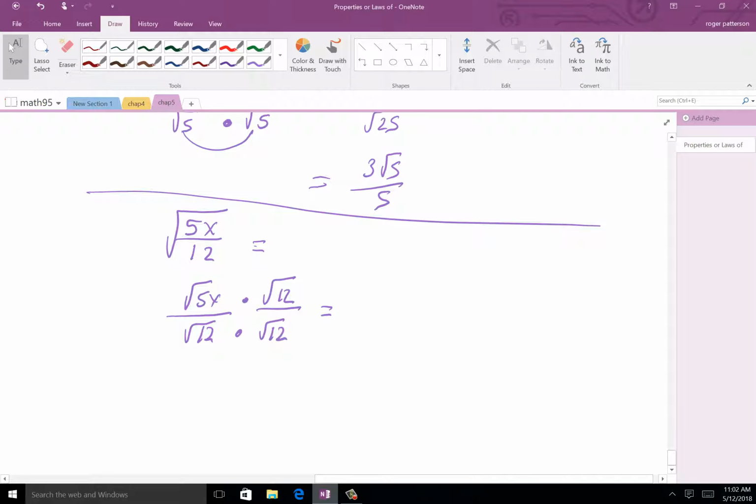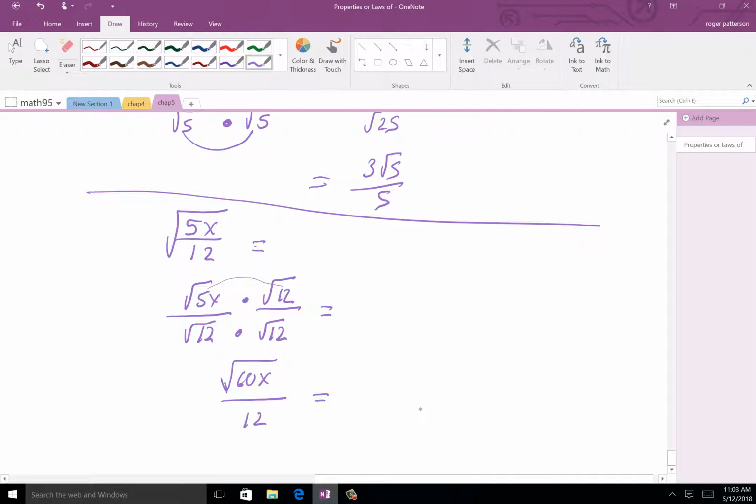So what are we going to get on the top? Let's do the top first. Let's multiply the inside numbers. What's that going to be? 60 and an x, right? The bottom's easy because we're setting this thing up. The square root of 12 times the square root of 12 is just going to be 12. So that's done.